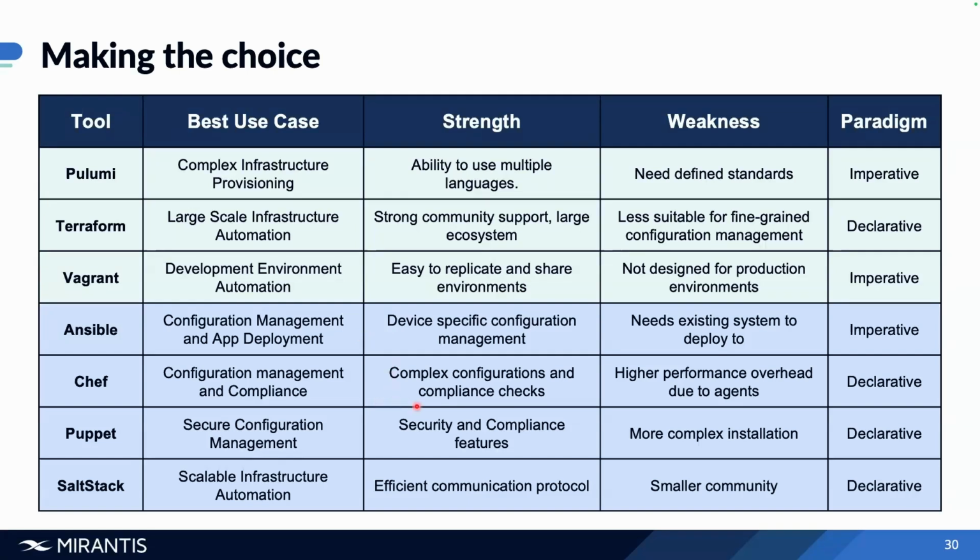With Chef and Puppet, Chef is a good tool to look at if you have more complex configurations and if you have compliance checks, because compliance is a pretty central element to Chef. The downside is it does have an agent-server architecture, which means you do need agents on your machines that take a little bit of a performance overhead hit.